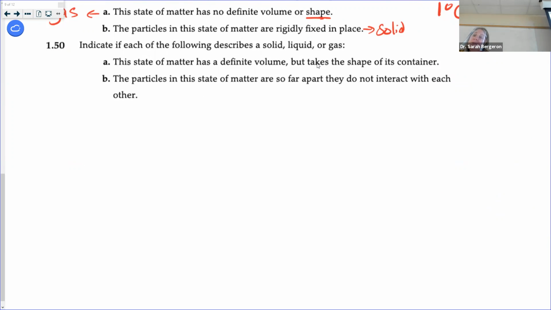Okay. Indicate if the following describes a solid, a liquid, or a gas. Ooh, these should be easy, right? This state of matter has a definite volume, but takes the shape of its container. That's a liquid, right? If I had a big pot of water and I poured it into a fish tank, it wouldn't take up very much space in the fish tank, right? Because it's taking up the shape of the new container. The particles in this state of matter are so far apart, they do not interact with one another. That's a gas. Good.